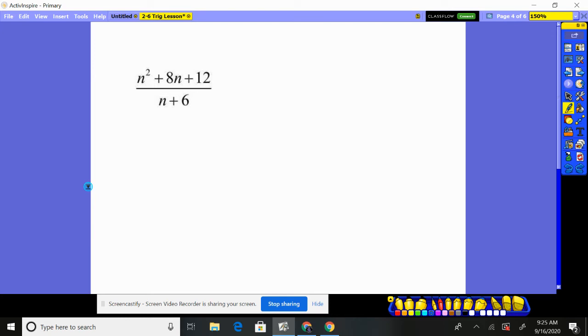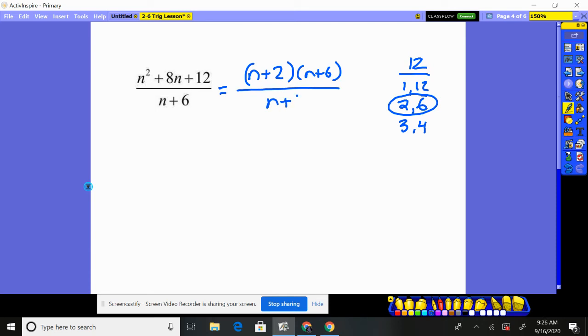Well, let's look. Let's factor the top. What multiplies together to give us 12 and yet adds to give us an 8? So we factor: 1 and 12, 2 times 6, 3 times 4. Oh, 2 and 6. So the top will be n plus 2 and n plus 6, all divided by n plus 6. We're like, hey, that was great. They cross out.